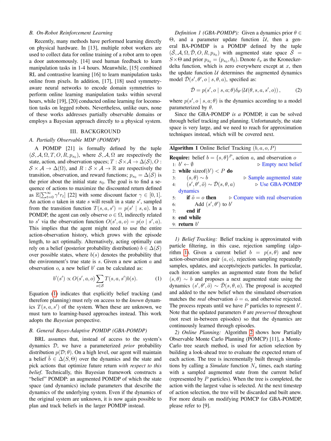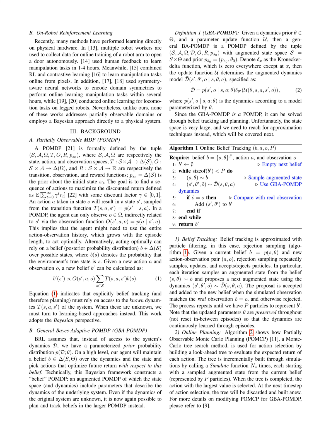Given a new action A and observation O, a new belief B' can be calculated as in Equation 1. Equation 1 indicates that explicit belief tracking must rely on access to the known dynamics T and O of the system. When these are unknown, we must turn to learning-based approaches instead. This work adopts the Bayesian perspective.